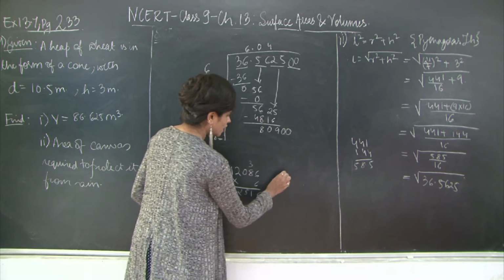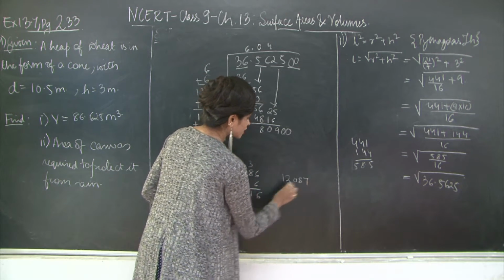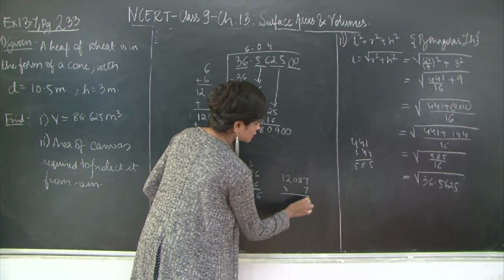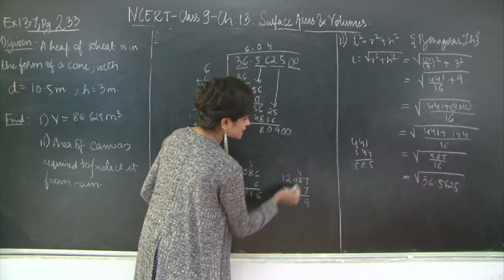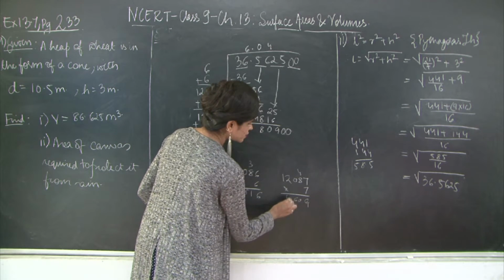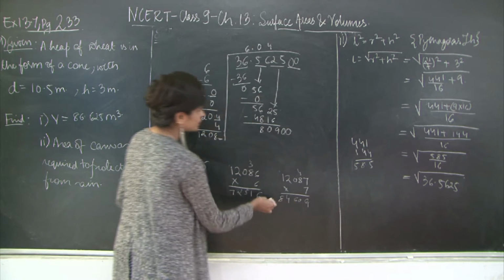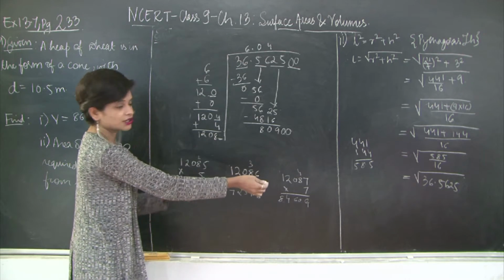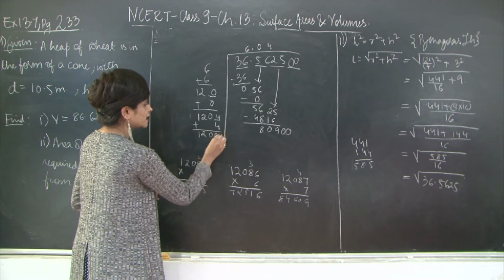So let's check with 12087 into 7. 7 7s are 49. 7 8s are 56 plus 4, 60. 7 2s are 14. 7 1s are 7, 8. So 84609 is greater than 80900. So we take this term 7 out here.